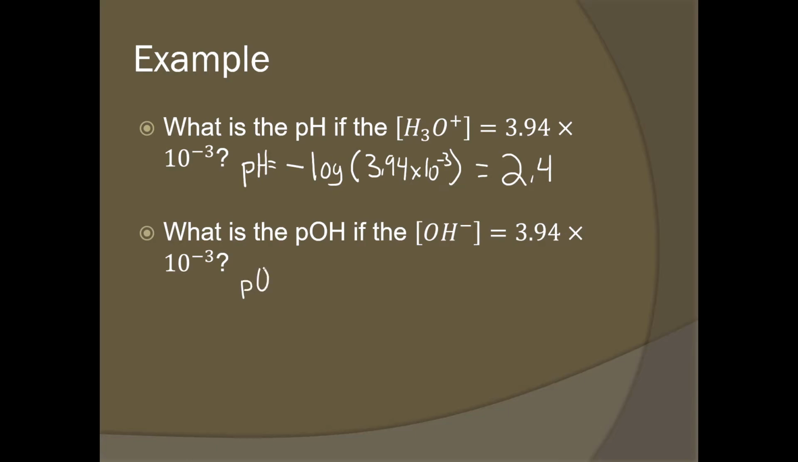pOH is calculated the same way, so pOH is equal to negative log of the concentration of OH minus. In this case the number is the same. I really should have changed that, but that's okay, which will give us the same answer of 2.4. There you go. So that's how we calculate the pH. pH is negative log of the concentration of hydronium. All right, now how are these two related?